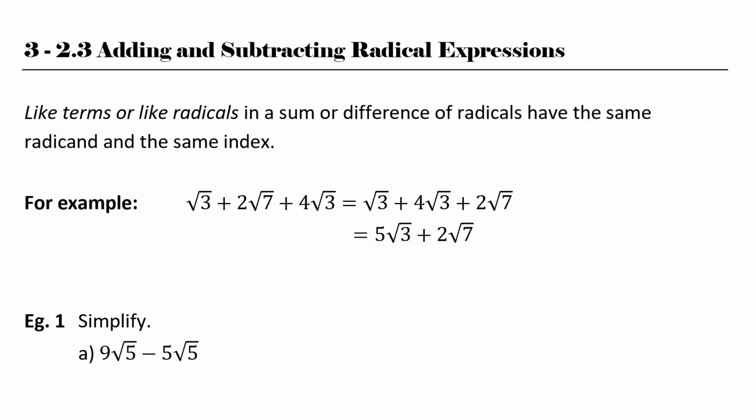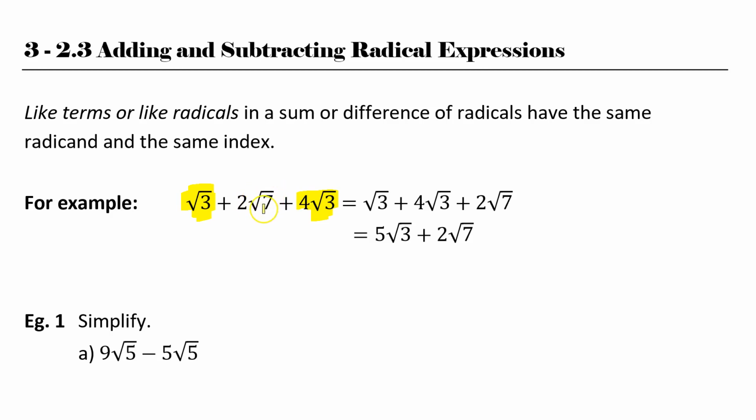Lesson 3, 2.3, Adding and Subtracting Radical Expressions. Like terms, or like radicals, in a sum or difference of radicals, so when there's adding or subtracting, have the same radicand and the same index. So, for example, the like term to root 3 is 4 root 3.